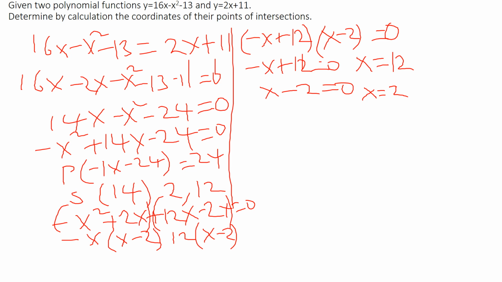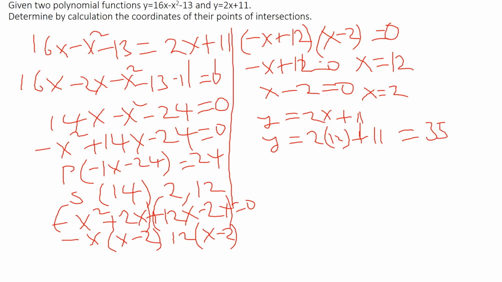And in this case I can use the second equation, which is y is equals to 2x plus 11, and where I have x, I can substitute with 12. So I have 2 times 12 here, then plus 11, and this one gives me equivalent to 35.